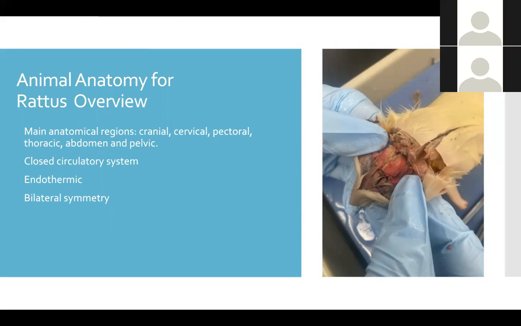Some overview for its anatomy is that its main anatomical regions are its cranial, cervical, pectoral, thoracic, abdomen, and pelvic. They have a closed circulatory system, which means that the blood is reoxygenated through their lungs and their pulmonary artery and is reintroduced back into the heart. They are endothermic, which means that they maintain their own body heat and don't need an external source in order to maintain their body temperature at a certain level and symmetry.